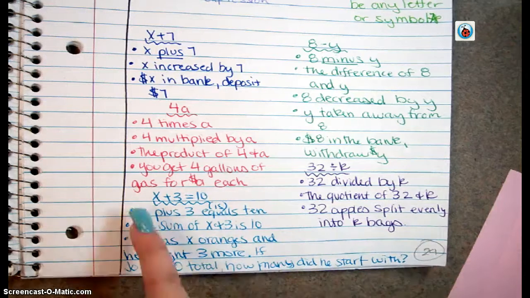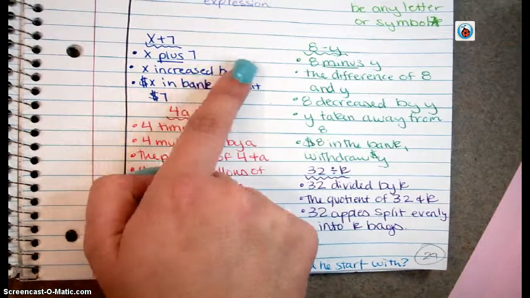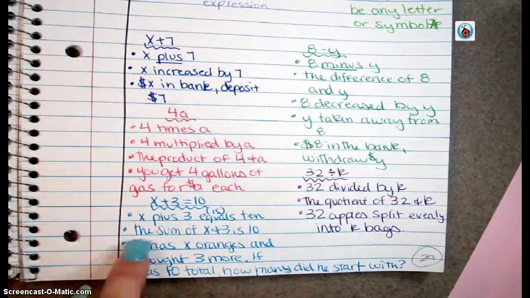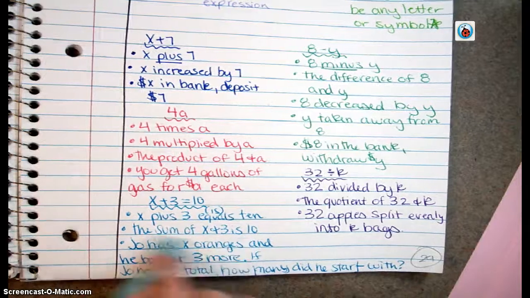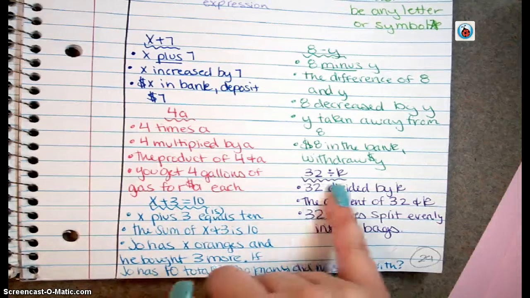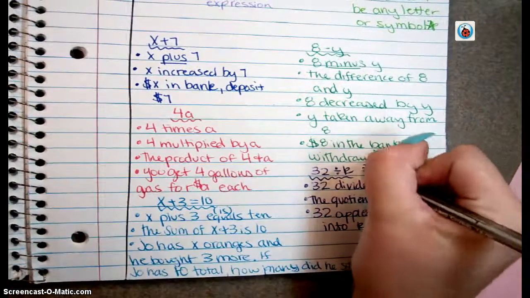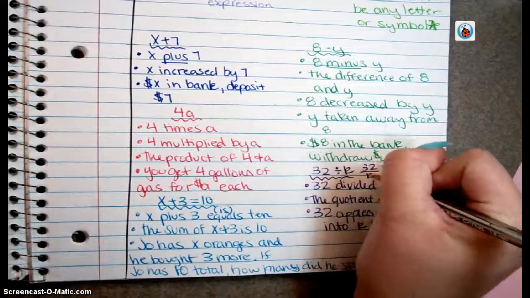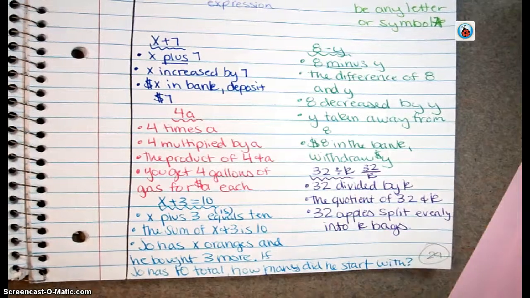So that's another way to look at an equation. Notice the only difference is we said equals 10. So like x plus 7 equals some number. That makes it an equation. The sum of x and 3 is 10. Notice when you see this is, that's telling you that that's what it equals. Okay? And so like 32 divided by k, I want to show you another way that could be written as well. Remember our fraction bar represents division. So it could also be written like that. 32 divided by k, where it's written over k, like a fraction bar.